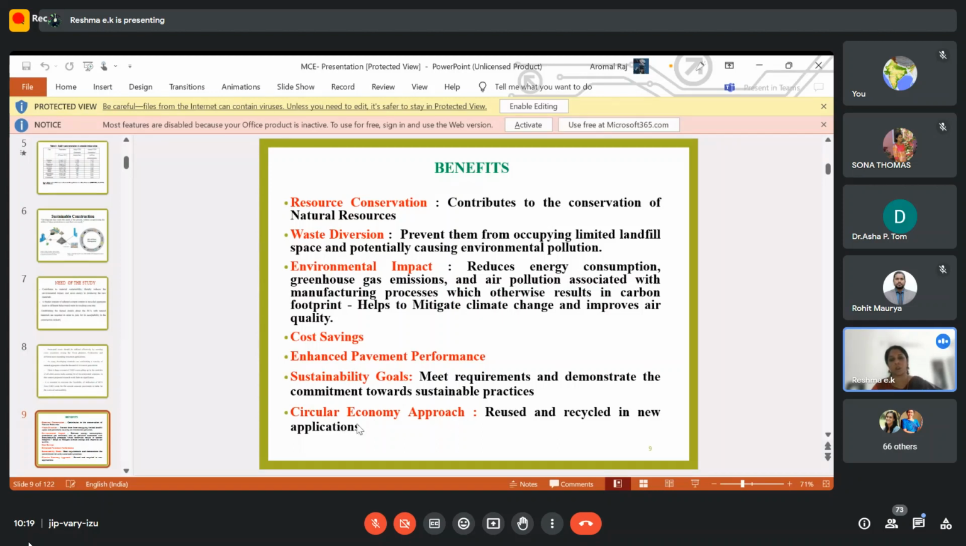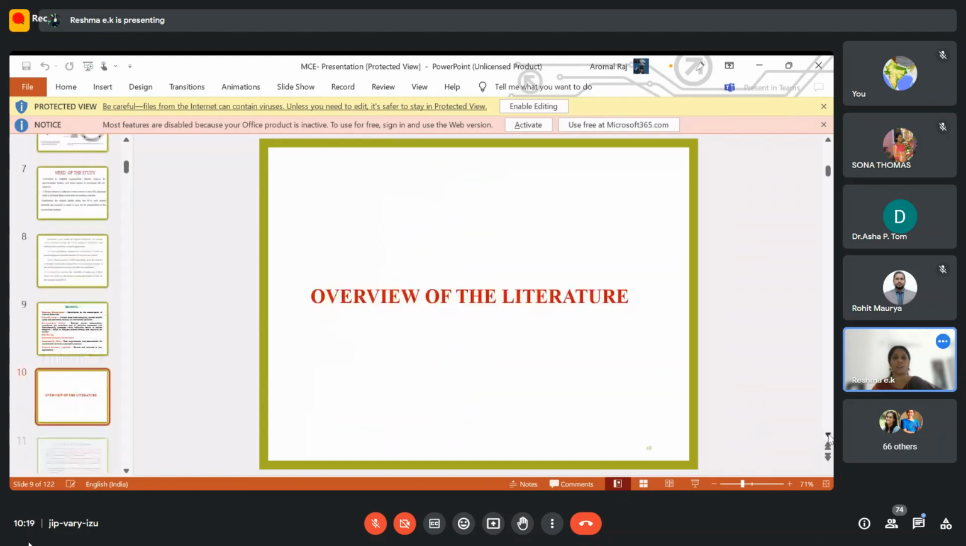So when we are talking about circular economy approach, the loop has to get closed. Otherwise, the conventional approach is take the natural aggregates, use it, and then dispose. That is take, use, dispose policy. But here reutilization is happening. That is why we can close the loop. So circular economy approach has to be encouraged.